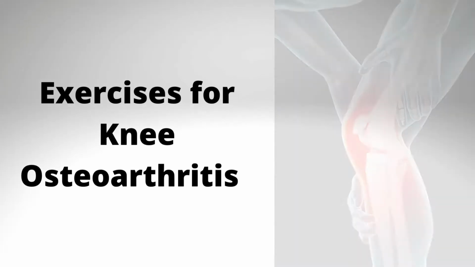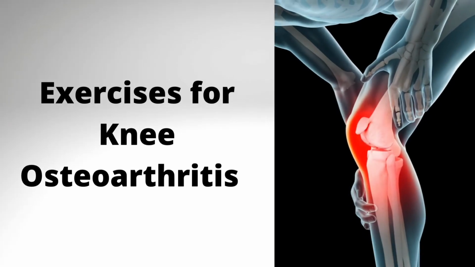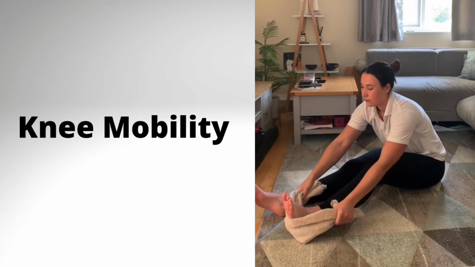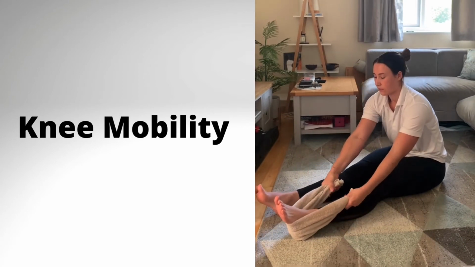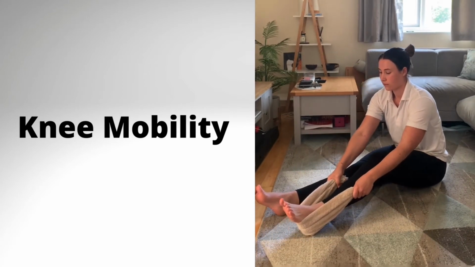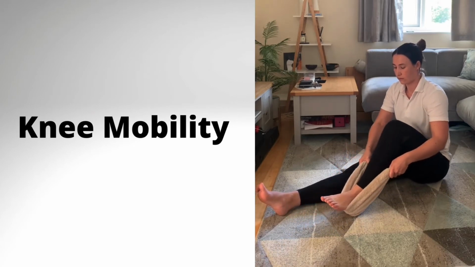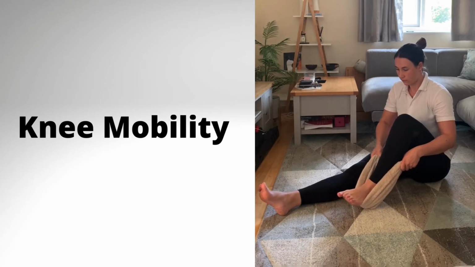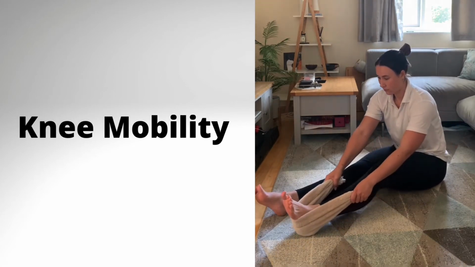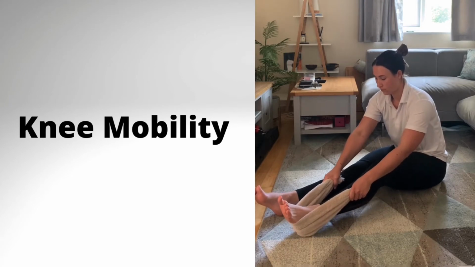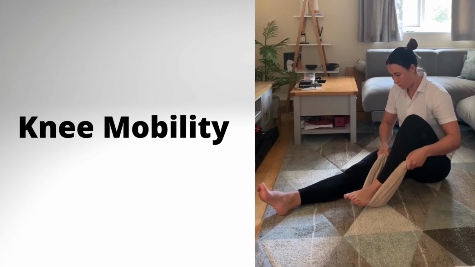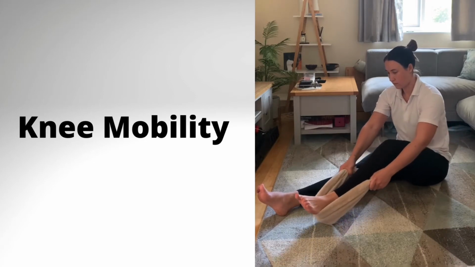You can pause this video now and grab a towel, a chair, and a mat so you can perform these exercises. For the first exercise, grab a towel and place it under your heel like so. And just work on bringing your heel closer to your bottom and sliding it on the ground. Remember to keep your back straight while doing this exercise. And you can repeat this exercise 10 times. This is a simple knee mobility exercise that will get your knees ready for the next strengthening exercises.